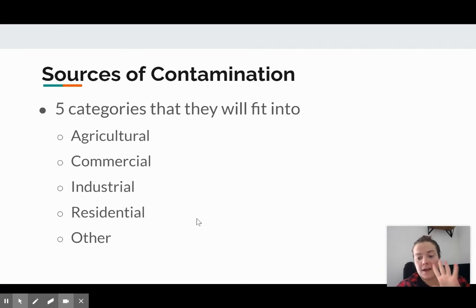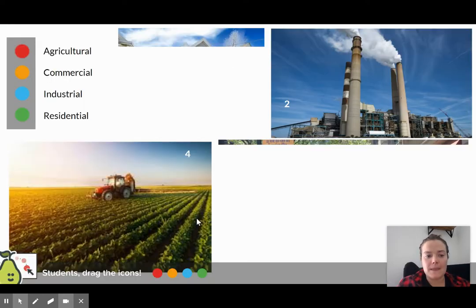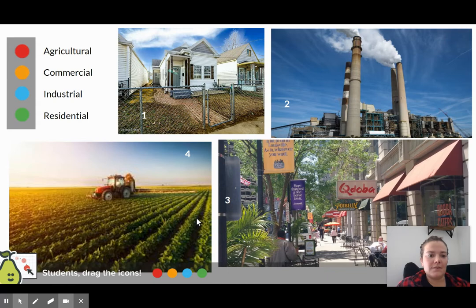All right, so there are five categories: agricultural, commercial, industrial, residential, and then anything that doesn't fit into those 4 big categories is called other. All of these sources can fit into these different areas. So let's make sure we understand the difference between agricultural, commercial, industrial, and residential. Take a look at images 1, 2, 3, and 4 and decide which of these sources is described in each picture. Good work.